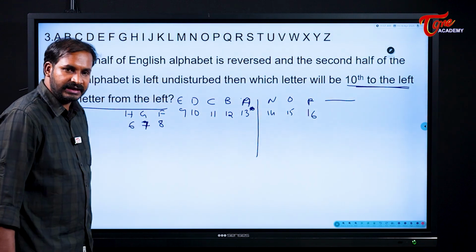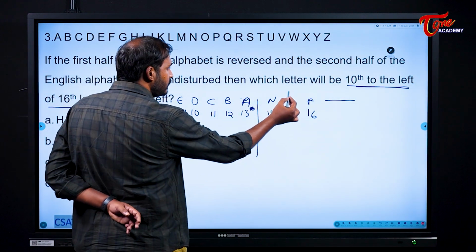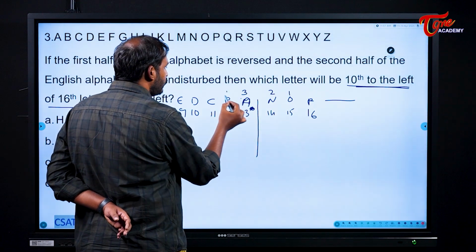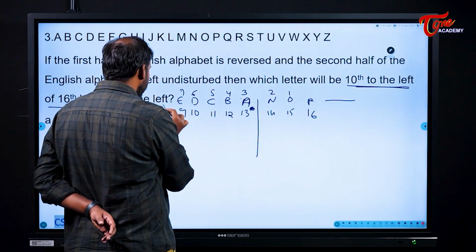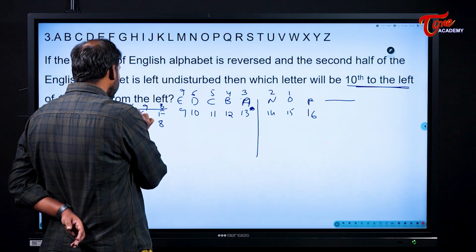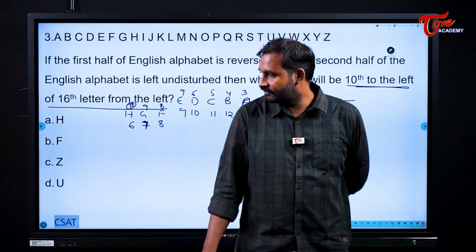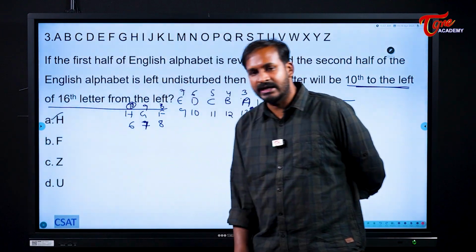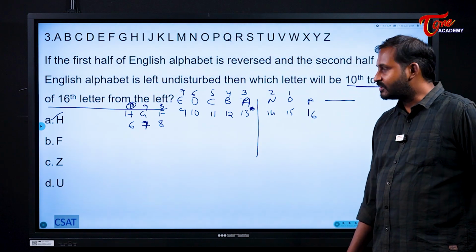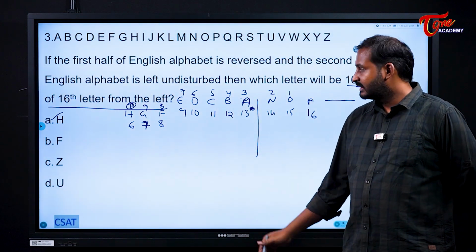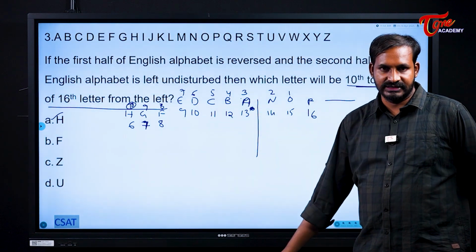Now anyway I want the 10th one, right? So 1, 2, 3, 4, 5, 6, 7, 8, 9 and 10th. What is the 10th one to the left? The 10th one is H. So our answer here becomes H. Understood, students? The first half is reversed.